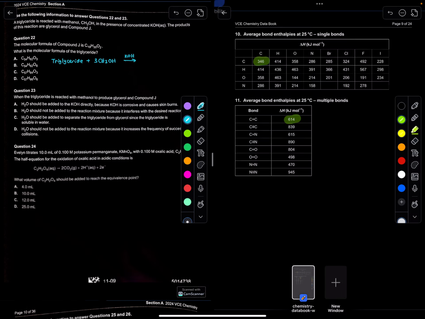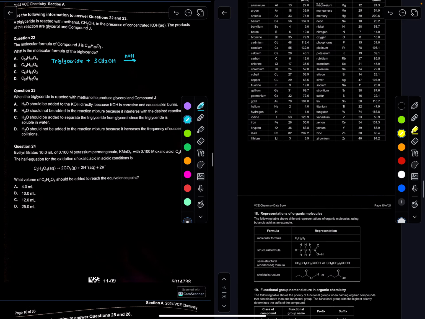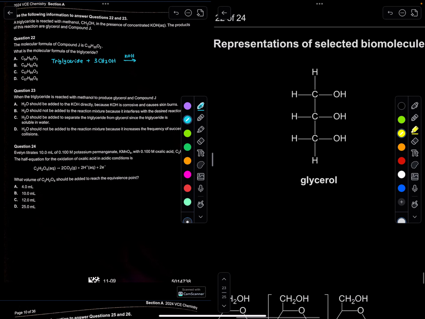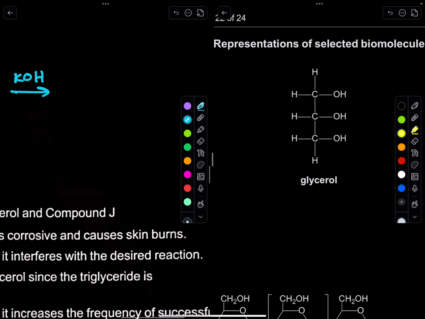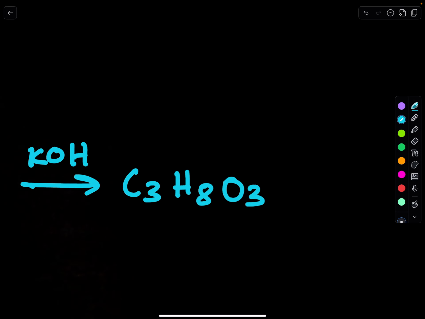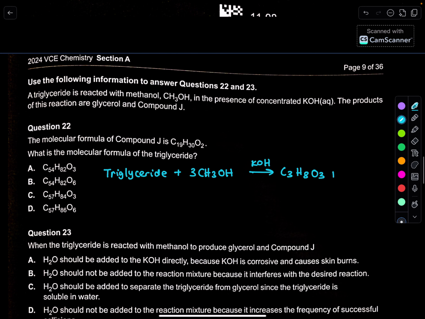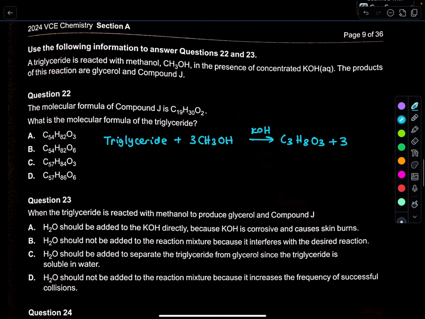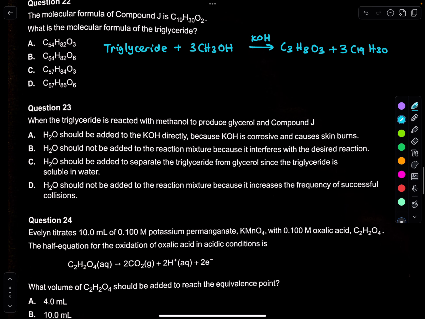So what is the glycerol? 1 glycerol. Glycerol, you can actually find in your data book. I don't know the molecular formula for it, to be honest, so we can find it, just go down here. There it is. So this is glycerol. There are 3 carbons, so C3. How many hydrogens? 8. And 3 oxygens. Perfect. So it forms one glycerol and then three fatty acid methyl esters. So compound J, which is C19H30O2. So let me write that nicely.